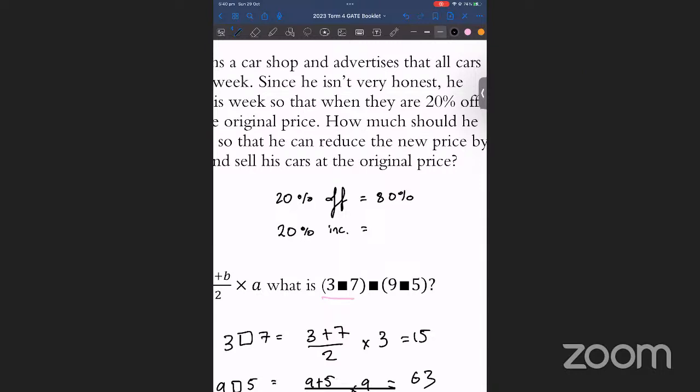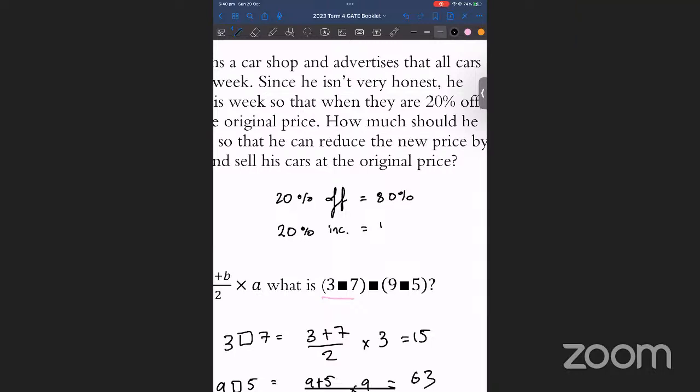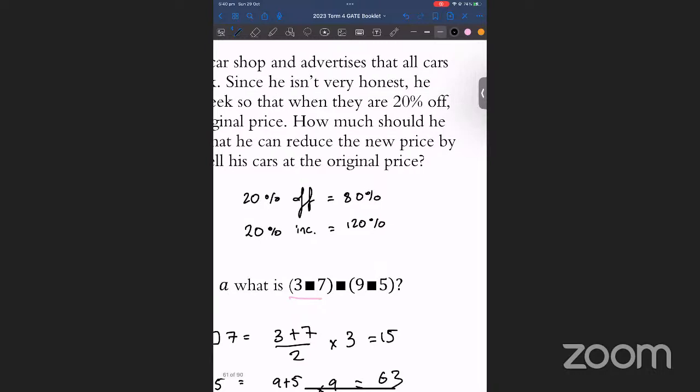So a store buys a PS4 and they increase it by 20%, right? So what percent of the original price do we pay? 120. Good man, 120.